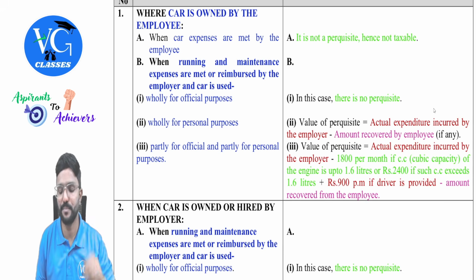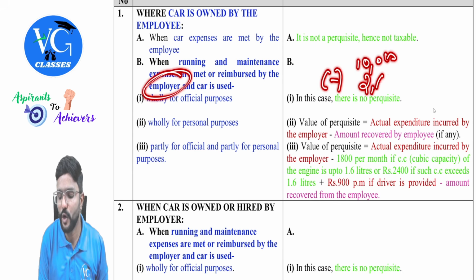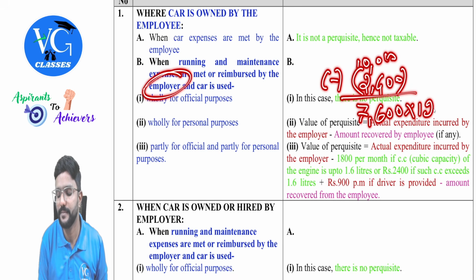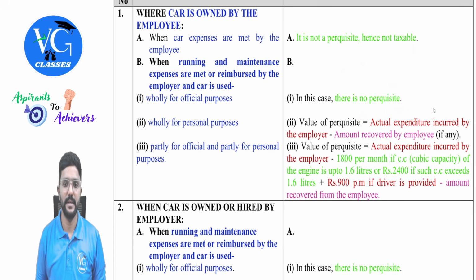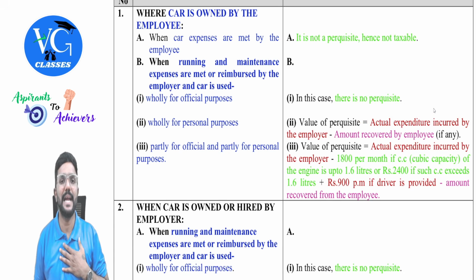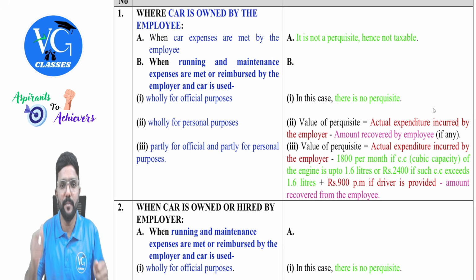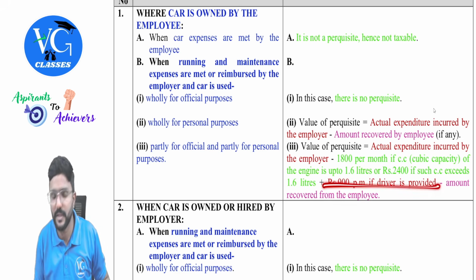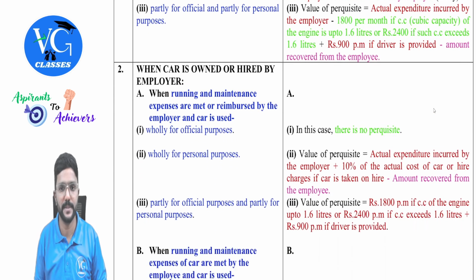For example, assume the actual expenditure per month incurred by employer is 10,000, and the cc of the car is more than 1.6. So how much should be reduced? 2400. So how much will we get? 7600 into 12. Please be careful, this is also per month. Clear? And if a driver is also provided, whose salary is paid by employer, then add 900. No, sir, the employee himself is driving the car. Then this part will not come. That's all. Even here, if any amount is recovered from employee, reduce it, guys.